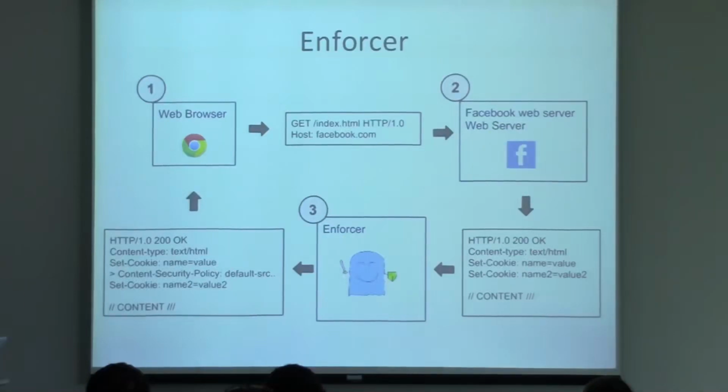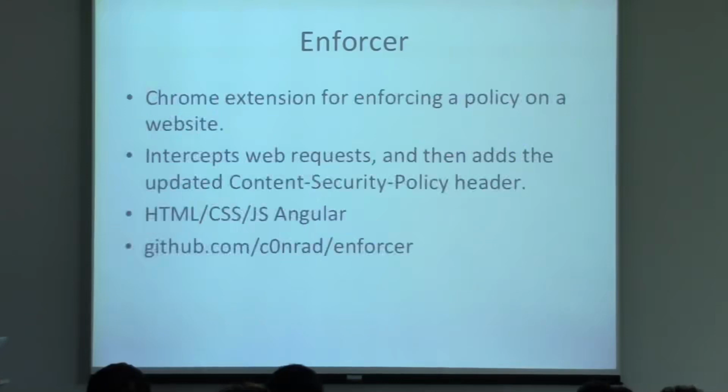So you can rapidly test CSP policies on other people's websites, which is super handy. You can test CSP for a web server you don't own and build a policy for them, and then just hand them the policy string and say, hey, here's the policy that'll work with your website just fine. Like I said, it's a Chrome extension for building a policy. It intercepts web requests. It's built in HTML, CSS, JS, Angular, and you can find it on Conrad Enforcer. If you just Google CSP Conrad Enforcer, it'll pop up as the first thing.